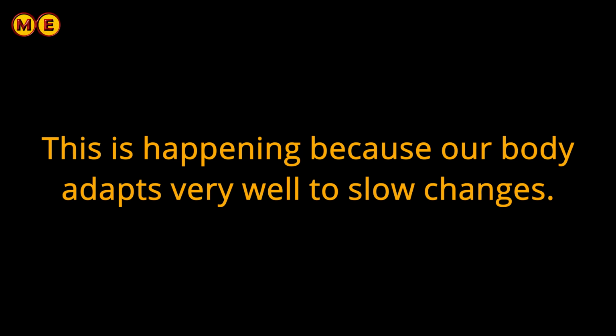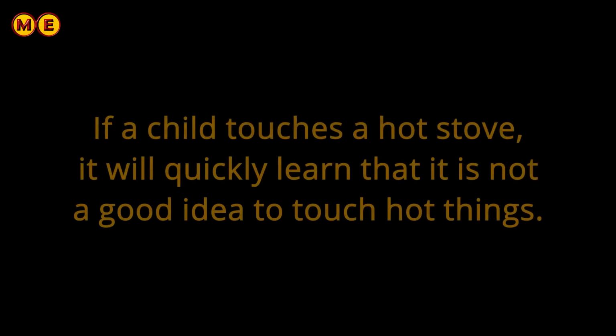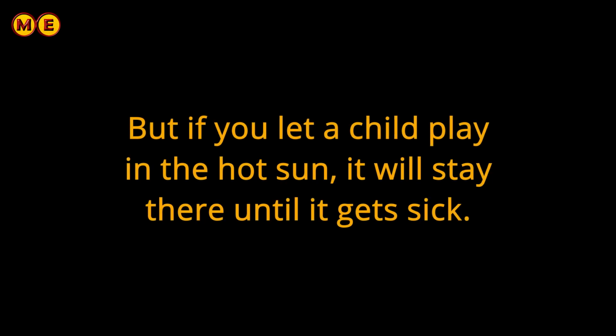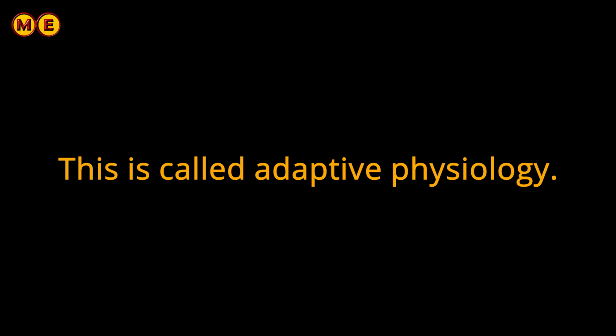This is happening because our body adapts very well to slow changes. To better explain what I mean, I will use a classic example. If a child touches a hot stove, it will quickly learn that it's not a good idea to touch hot things. But if you let a child play in the hot sun, it will stay there until it gets sick. Well, metabolic syndrome works that way. Our body adapts to slow changes without alerting us, and we see the problem much later down the road when it's already too big to miss it. This is an essential part of evolution, and it is called adaptive physiology.